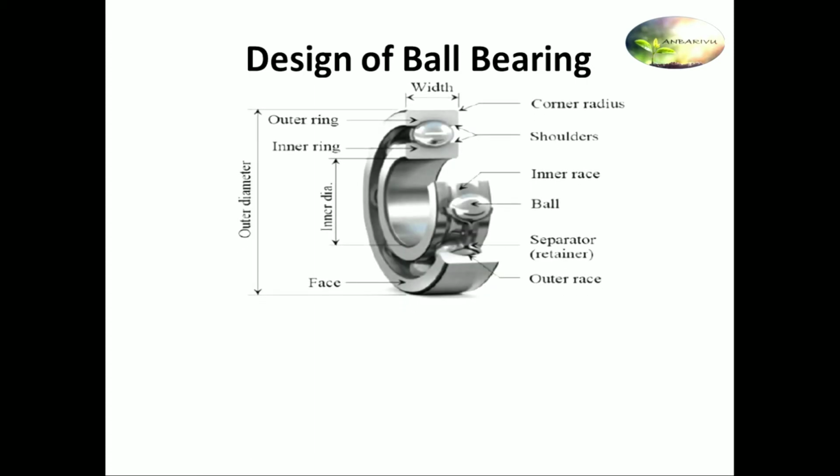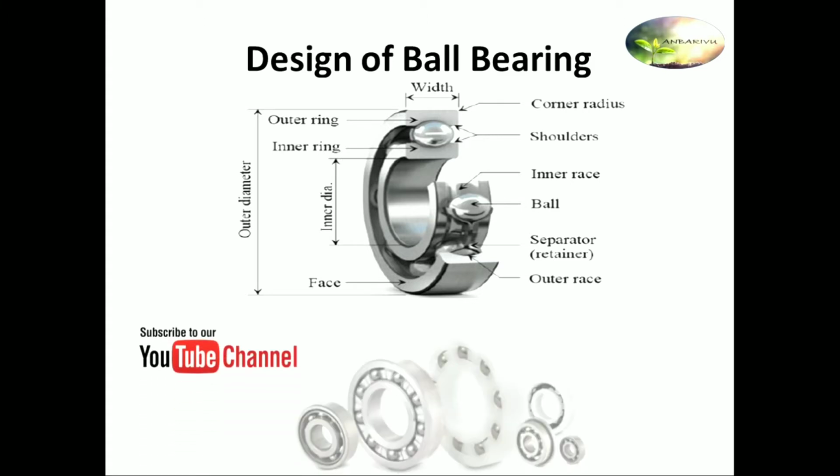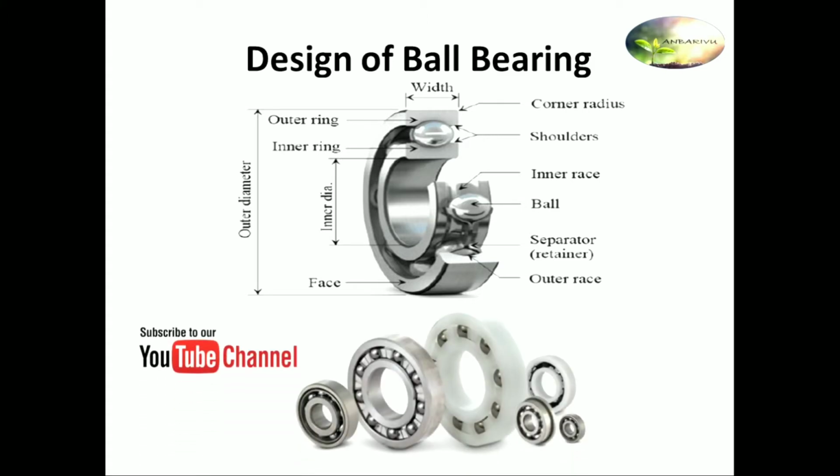Nomenclature of ball bearing. The outer surface is the outer ring, the inner surface is the inner ring. In between the two surfaces is a separator, and the separator has balls. These are the types of ball bearings: deep groove ball bearing, angular contact ball bearing, thrust ball bearing, and self-aligning ball bearing.